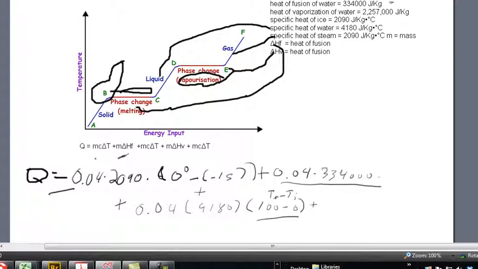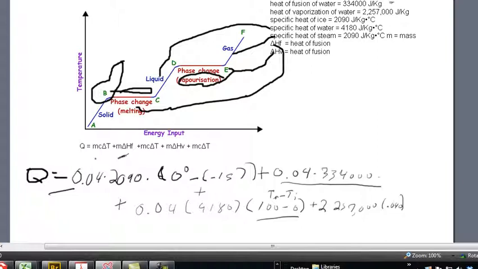And now we're sitting at water at 100 degrees. Now we've got to convert that to gas. Our gas is going to use the heat of vaporization of water, which is 2,257,000 joules per kilogram, times 0.04. Where are these numbers coming from?